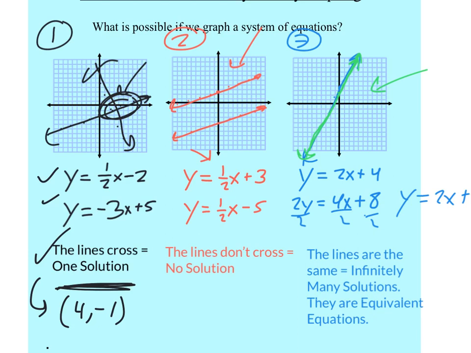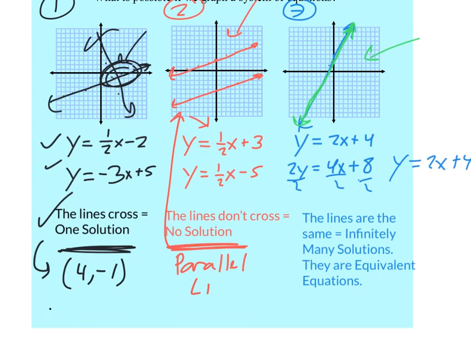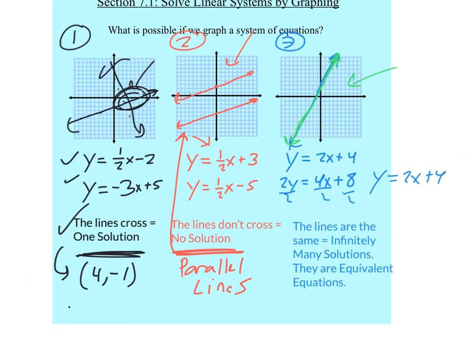If the lines don't cross, situation number 2, then you have a no solution case. Again, it's easy to spot because we're looking for the lines to cross, but when they don't, when the lines are parallel, you can even note here that these are parallel lines. When I have parallel lines, this is the no solution case, so that's situation number 2.